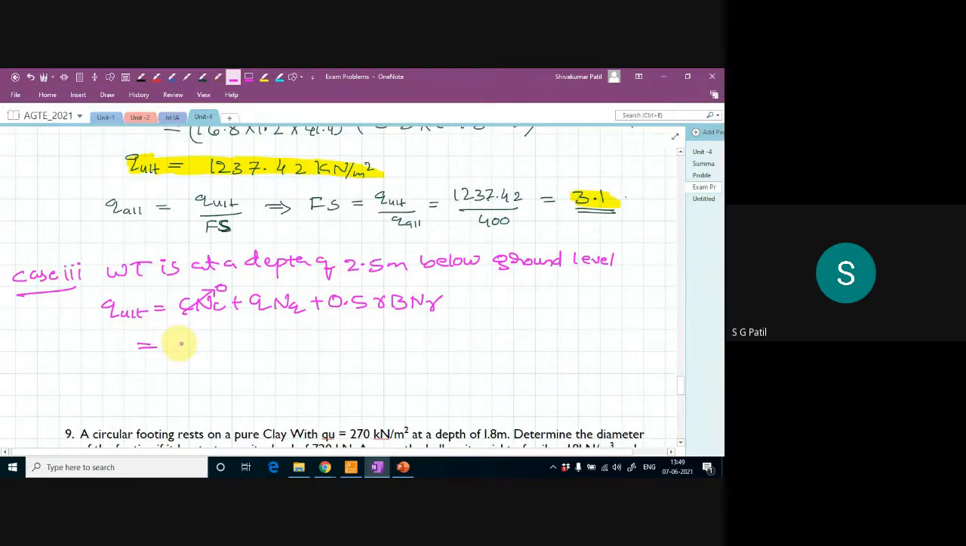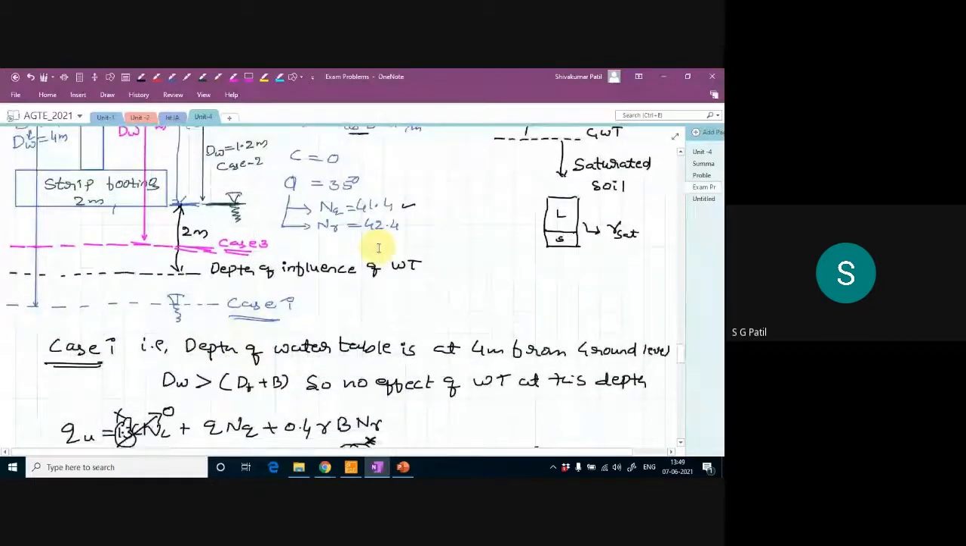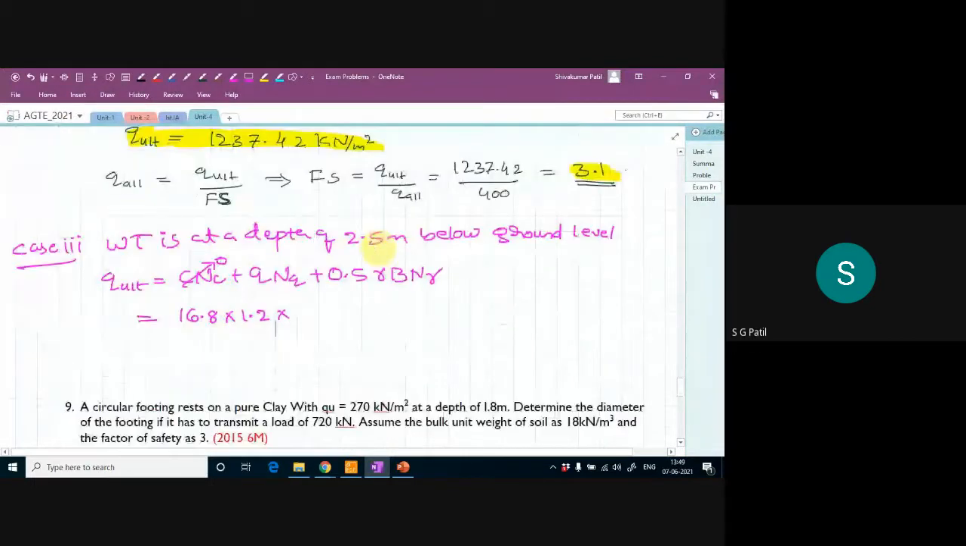How much is the dry unit weight? I told you, the dry unit weight was 16.8, no? 16.8 into the depth of that footing, which is 1.2. 1.2 into Nq. Okay, so the Nq value, how much is it? Nq is 41.4. So 41.4.